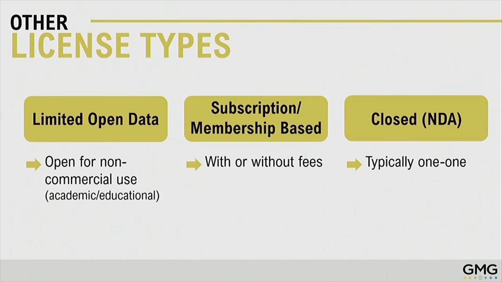It's worthwhile looking at what the other types of data are and what the other types of licensing are. You can have a limited open data license, which is really good for academic and educational use. It's essentially non-commercial. You could have a subscription or membership-based system where you sign up, probably agree to some rules, and there may or may not be a cost. And then the closed, typical NDA type affair, where nobody else gets to use it, in essence.